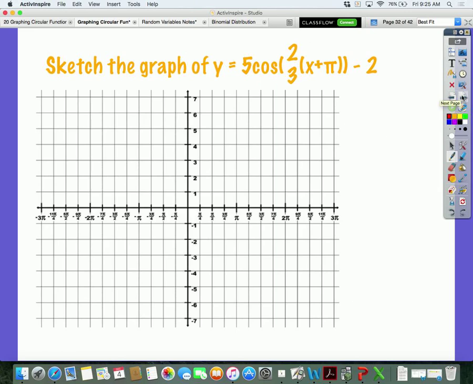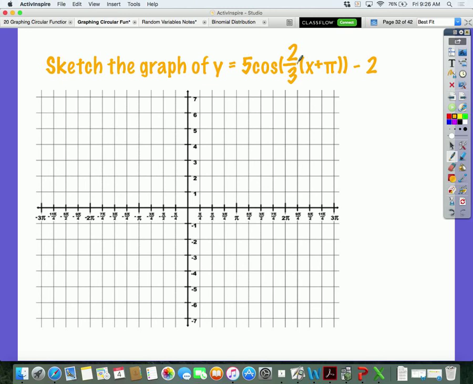So here's the first one we're going to graph. We've got a lot of stuff going on, but we can do it. Let's do 2 cycles. So wherever we start, we can go for another one. Starting at negative pi, we have 5 cosine of 2/3 x plus pi, minus 2.